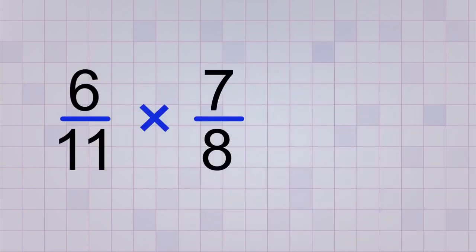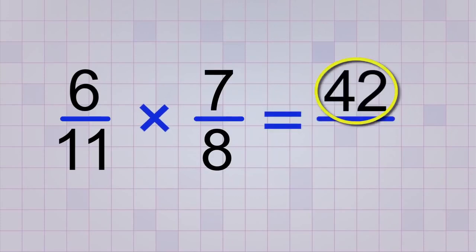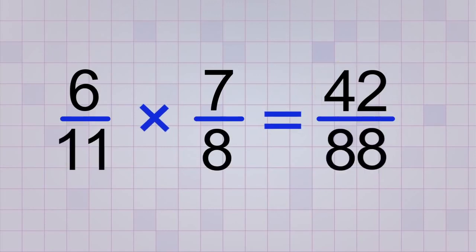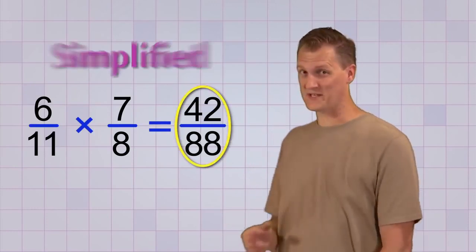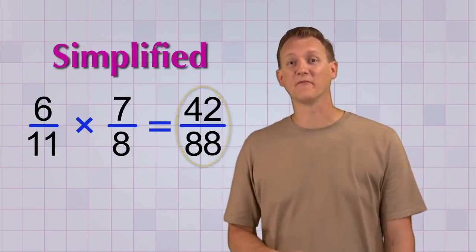From our multiplication table, we know that 6 times 7 equals 42. So 42 is the top number of our answer. And on the bottom, we have 11 times 8, which is 88. So 6/11 times 7/8 equals 42/88. Oh, now some of you might see that this answer could be simplified, but we'll save simplifying fractions for another video. All right, let's see one last example.